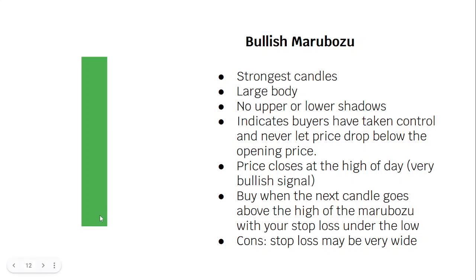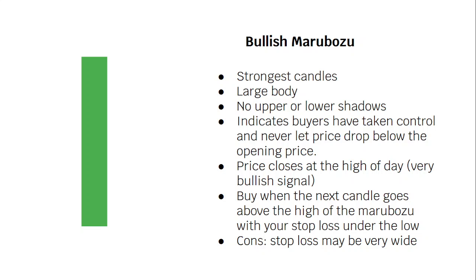So buyers had momentum. They kept this thing going up. Each person was willing to pay higher than the last guy, so buyers saw value in stepping it up. Maybe there was good news. Maybe it's breaking out over a key level, or bouncing off support. So a bullish Marubozu is one of the strongest signals that you can get.